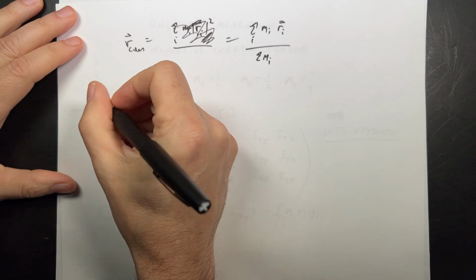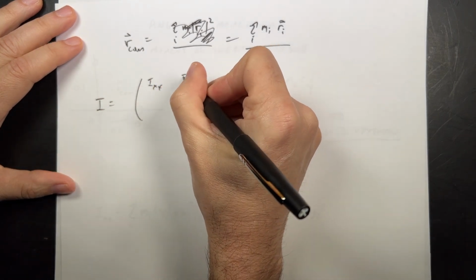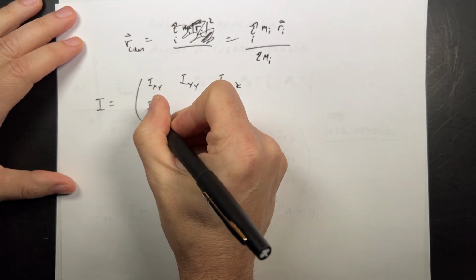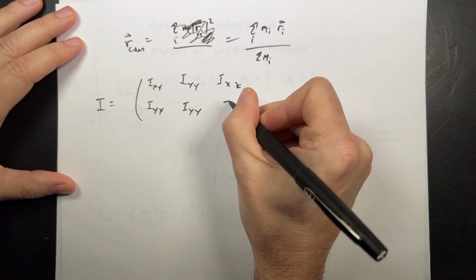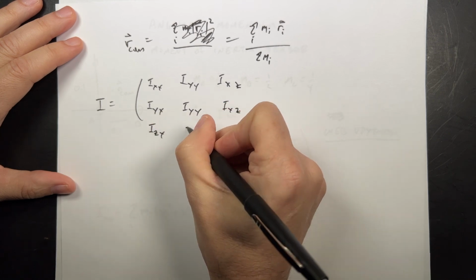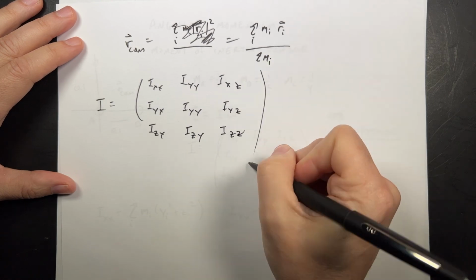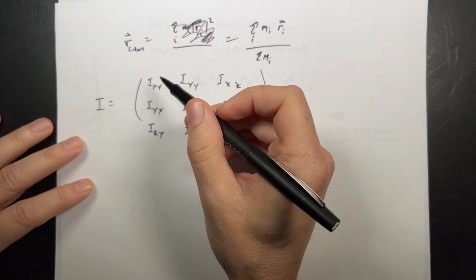So let's write this out. I equals IXX, IXY, IXZ, IYX, IYY, IYZ, IZX, IZY, IZZ. So I don't have a matrix, but what I'm going to do instead is I'm going to actually call this.